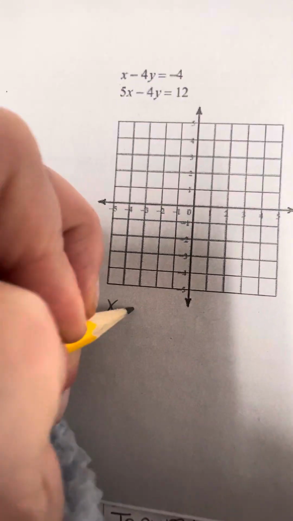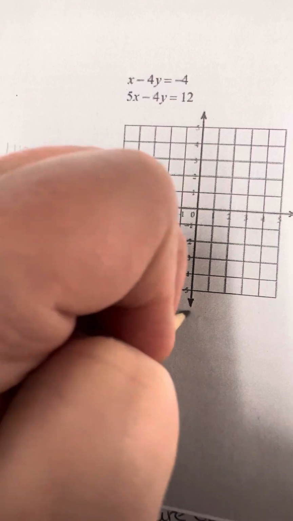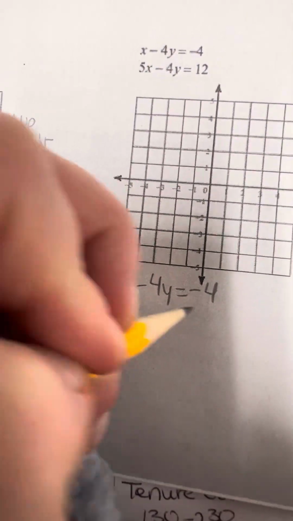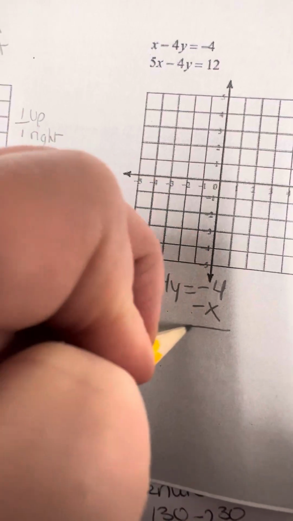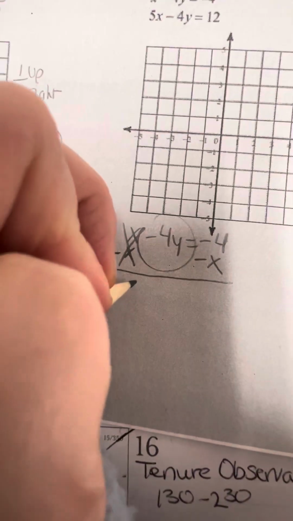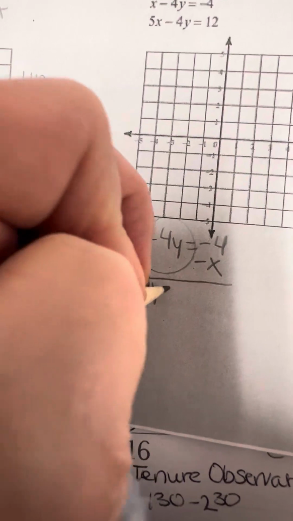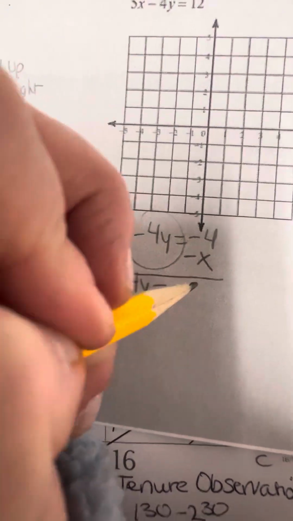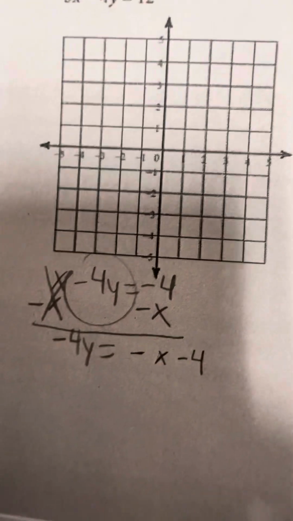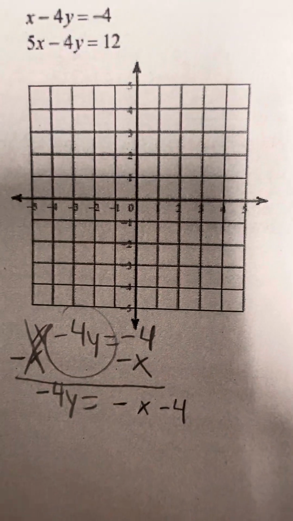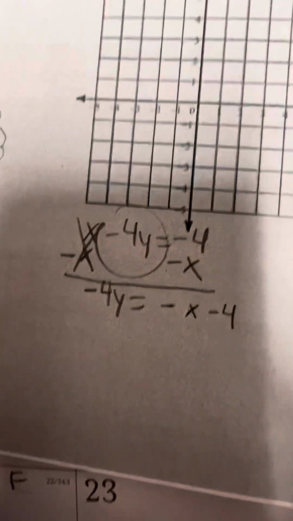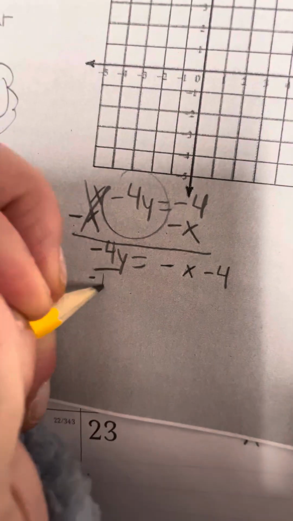So we're going to take that x minus 4y equals negative 4 and get the x out of there by subtracting it. But when I do that, the x's are now gone, but you're left with a negative 4y. So bring that down. This right here is a negative x minus 4. And then we are just going to go ahead and get that y by itself by dividing everything by negative 4.